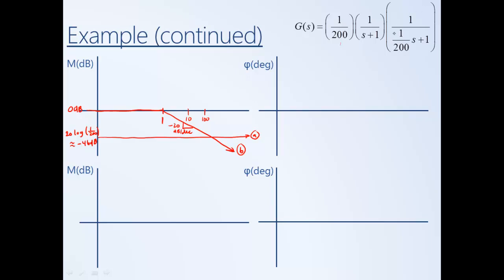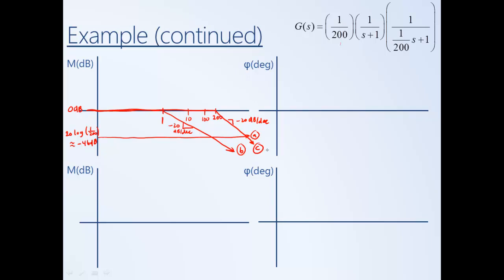Looking at the third component, we have another simple pole. In this case, t equals 1 divided by 200, and so 1 divided by t is 200. That will be the location of the break for that simple pole. So we start off at 0 dBs, and then at 200 we break down at -20 dBs per decade. That's component C.